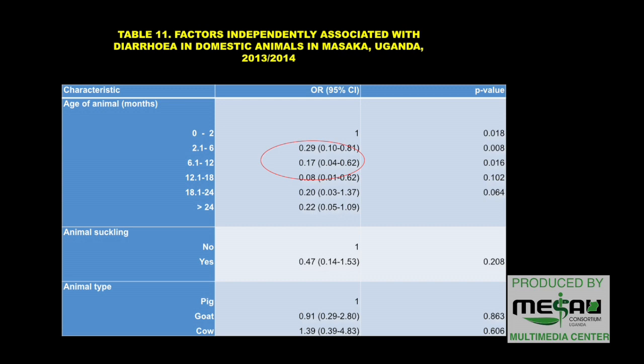On multivariable analysis, when we looked at the factors which we studied as risk factors, we found that the only factor that was significant was the age of the animals. All these age groups, 12 to 18, 6 to 12 months, and 2 to 6 months, so these three age groups, which were more than 2 months, when you compare them to the age group 0 to 2 months, were less likely to have rotavirus diarrhea.